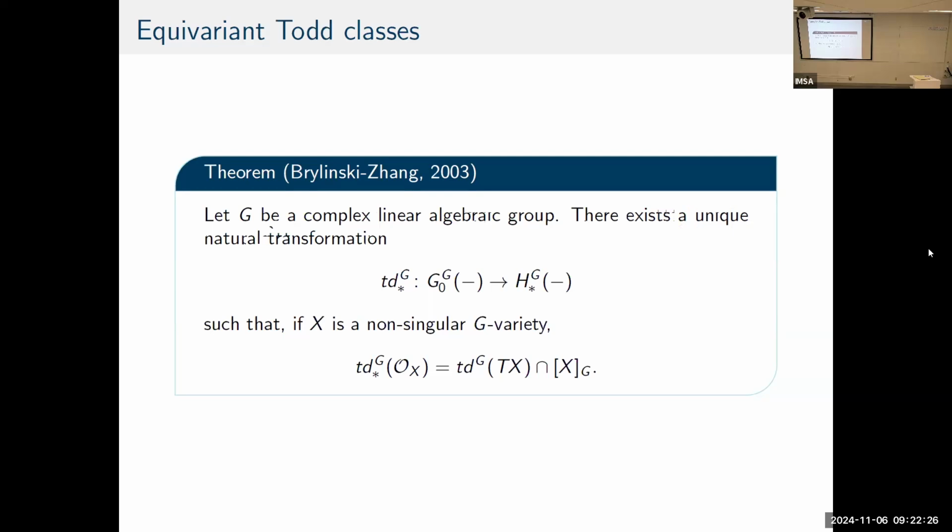And my comment about normalization also applies here. Edidin and Graham have the other normalization, but you can switch. The difference in which normalization you take comes from the equivariant cohomology of a point. So you can just put a correction factor on the transformation, and then you get the normalization you want. It's not a big deal.